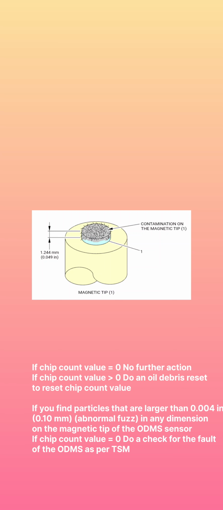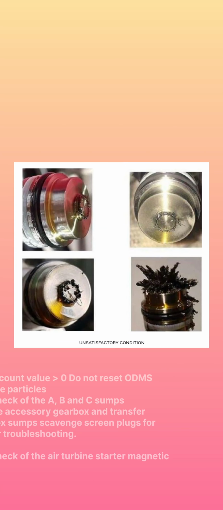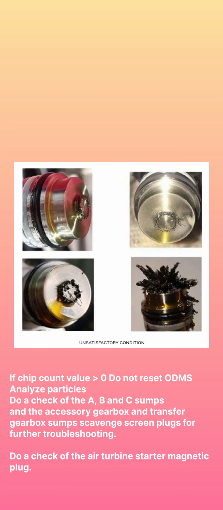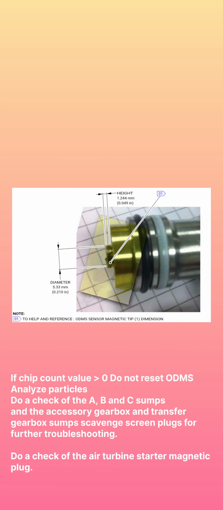If you find a particle that is larger than 0.10 mm in any dimension on the magnetic tip of the ODMS sensor, that is abnormal fuzz. If the chip count value is equal to 0, do a check for fault isolation of the ODMS as per the TSM. If the chip count value is more than 0, do not reset the ODMS. Analyze the particle, and check the ABC sump, the accessory gearbox and transfer gearbox sumps, and the scavenge screen plug for further troubleshooting.